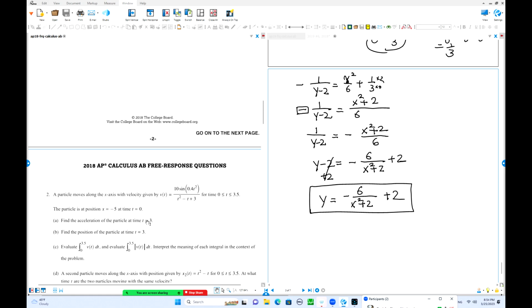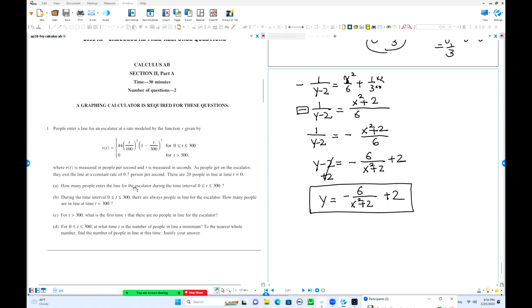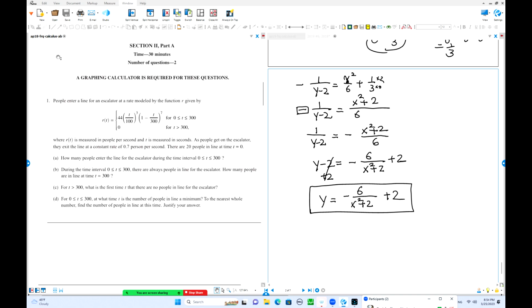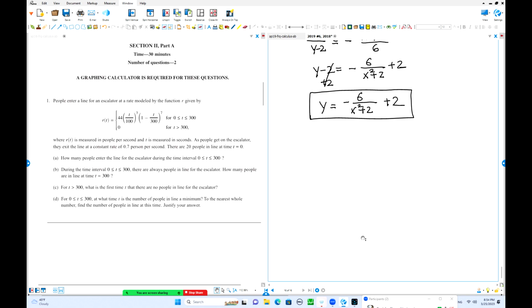Okay, we can try some calculator section over here. It's 2018 number 1, only the calculator sections. Just to try one question today. Number 1, this is where we use a calculator.